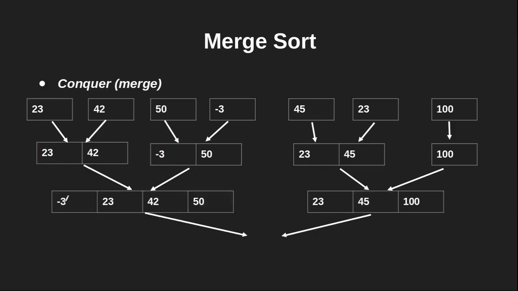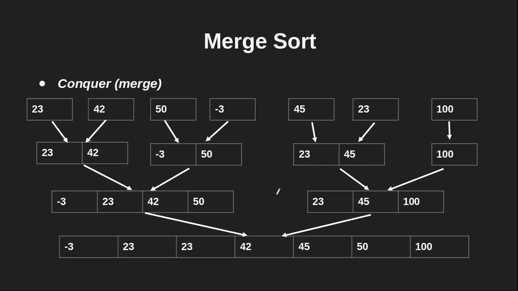So let's see. We will have here -3, 23, 42, and 50, and similarly here 23, 45. They are in their correct order, and 100 will come and join the rest. Now the last one, -3, is in its nice place, and 23 will come here. And what about this 23 and this 23? After this one comes here, the indicator, let's say, will point to this 42, and 23 is less than 42, so that's why 23 will be put here. And so on and so forth. So 42, 45 selected from this array, 50 and 100. So this is basically how we perform the merge operation.